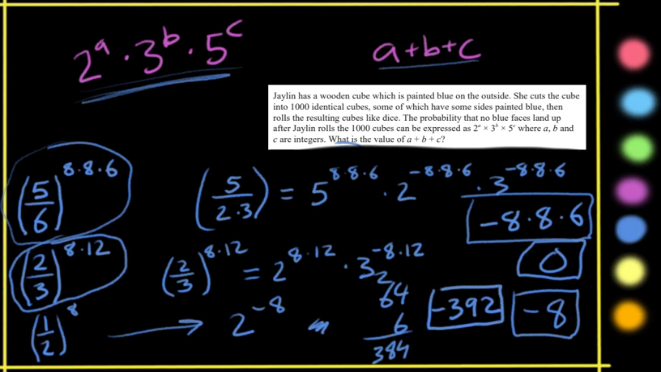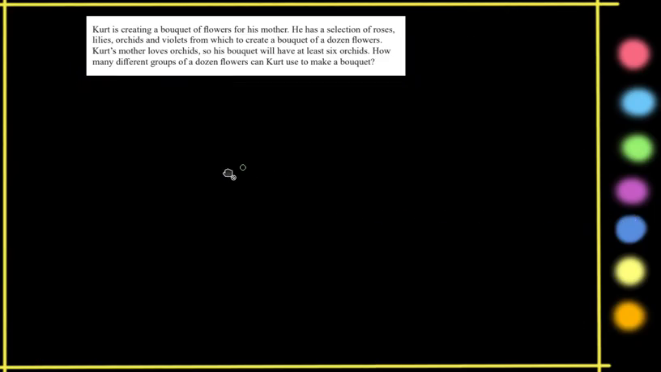Okay, we're on the last problem. This one says Kurt is creating a bouquet of flowers for his mother. He has a selection of roses, lilies, orchids, and violets, from which to create a bouquet of a dozen flowers. Kurt's mother loves orchids, so his bouquet will have at least 6 orchids. How many different groups of a dozen flowers can Kurt use to make a bouquet?